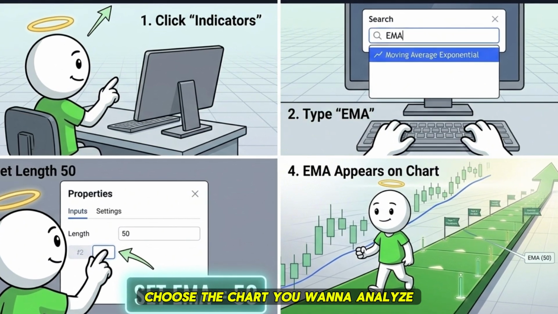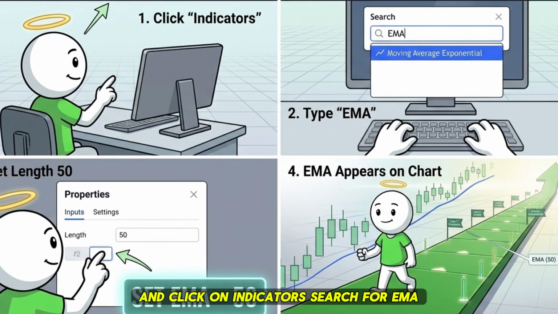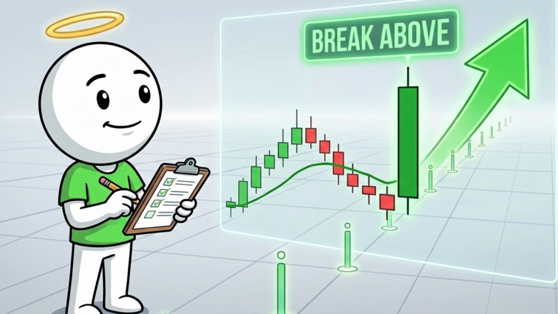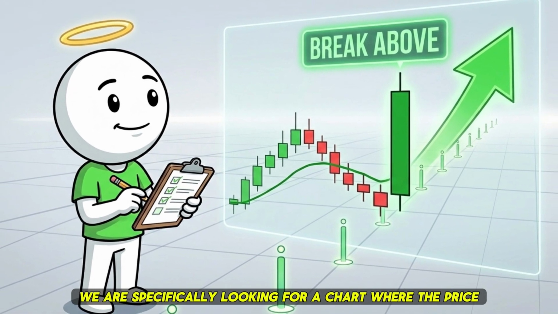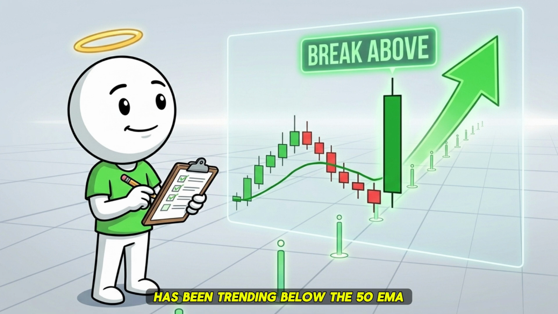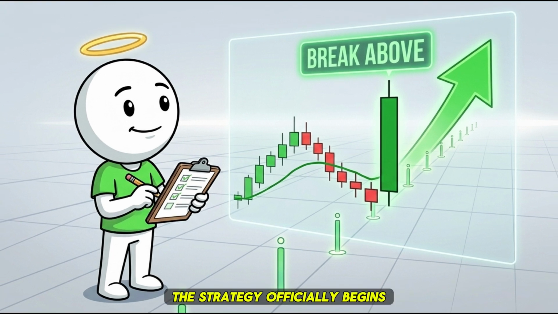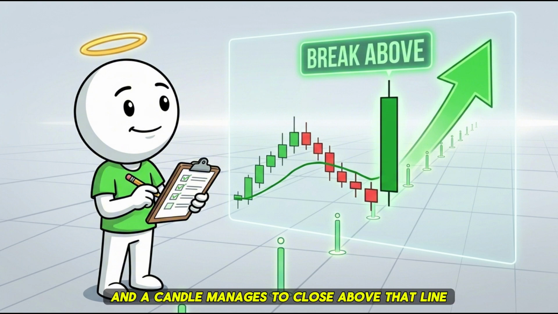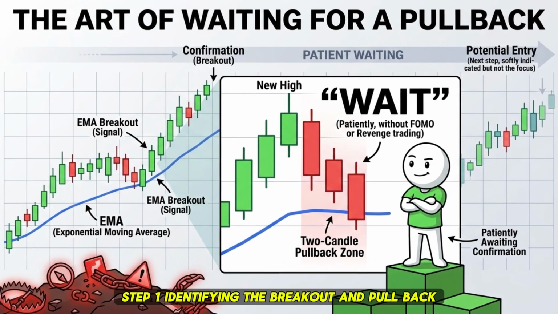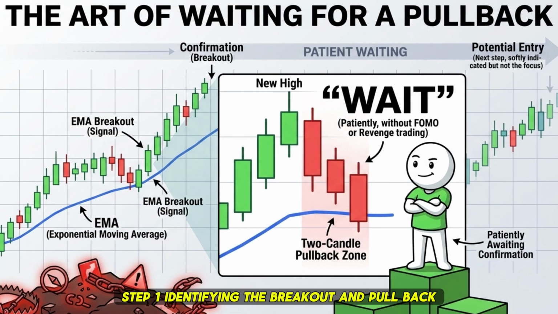To set this up, choose the chart you want to analyze and click on Indicators. Search for EMA, add it to your screen, and adjust the settings to a length of 50. We are specifically looking for a chart where the price has been trending below the 50 EMA. The strategy officially begins the moment price breaks above the 50 EMA and a candle manages to close above that line.